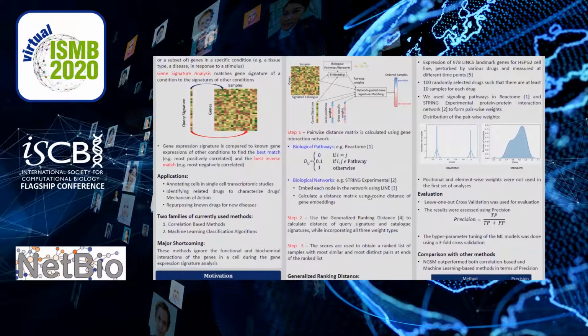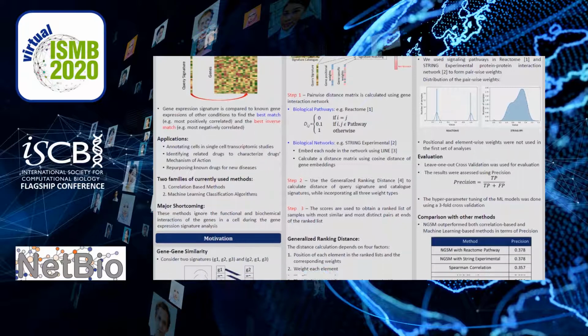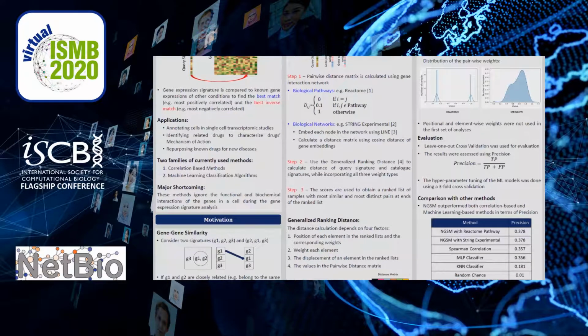For biological networks, such as STRING experimental protein-protein interaction, each node, here each gene, is embedded using a graph embedding technique such as Large-scale Information Network Embedding, or LINE. From the gene embeddings, a distance matrix is obtained by calculating the cosine distance between the embeddings. Next, we use the generalized ranking distance with Spearman's footrule to include all three types of weights to compare the query signature to each signature in the catalog. The method calculates scores for each comparison, which are then ranked to obtain the most similar and most distinct signatures at the ends of the list.